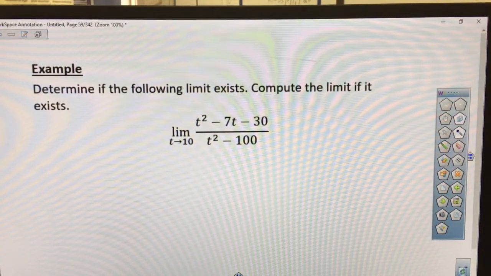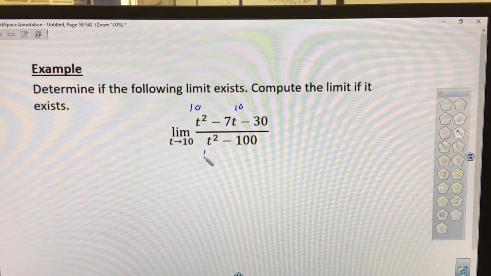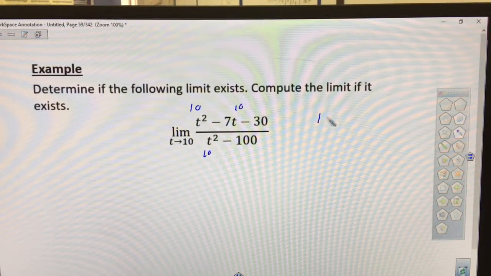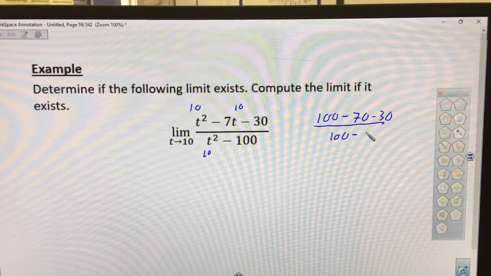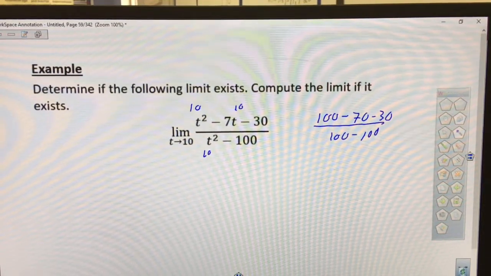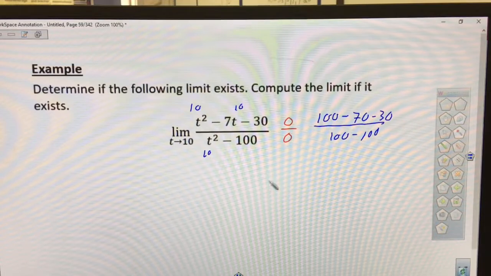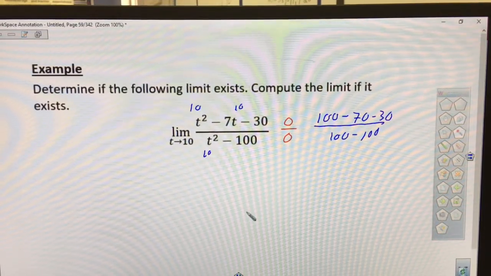The first thing you want to do is type in 10 for each one. Plug in 10. So that's going to be 100 minus 70 minus 30 over 100 minus 100. And this is a pain in the neck. That gives me 0 over 0. When I get 0 over 0, that's bad news. So now they either want you to factor it or simplify it or something else.